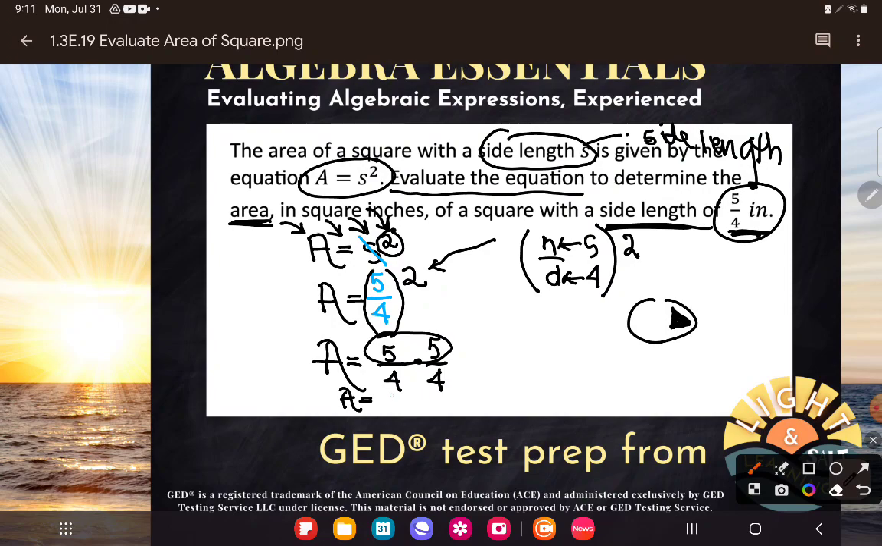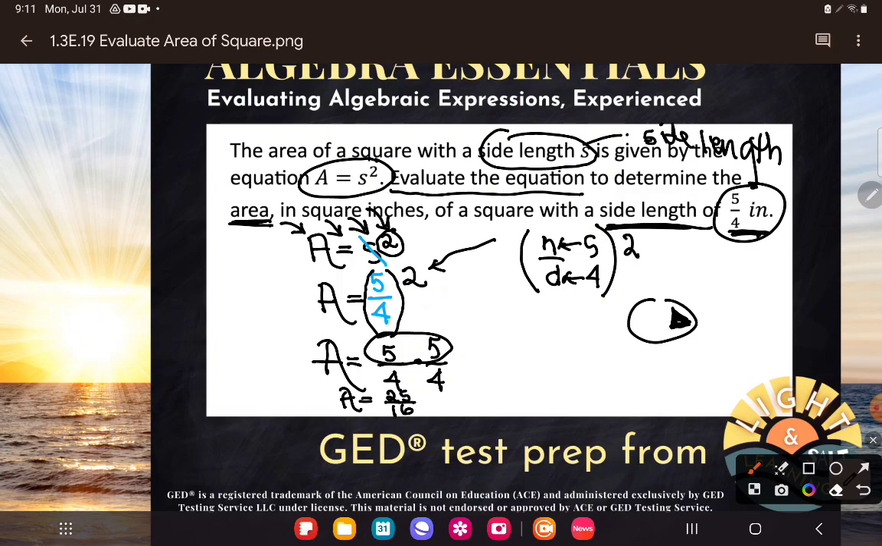I can multiply straight across the top. 5 times 5 is 25. And straight across the bottom, 4 times 4 is 16. Now this answer is technically correct. The area of this square is 25/16. There's nothing wrong with this answer.